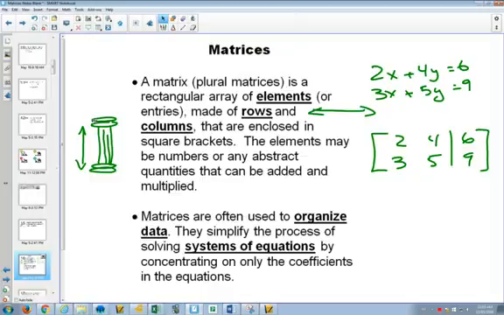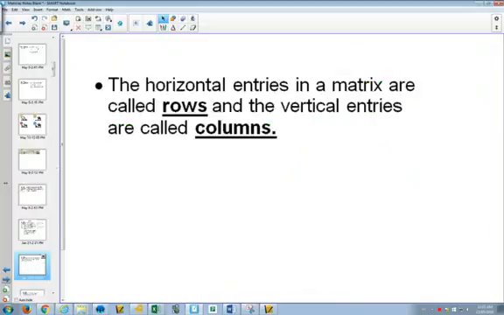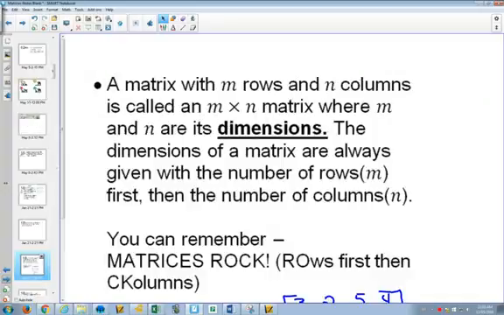Especially if you had, okay, we solved, for those of you that were here, we solved a system of 4 equations and 4 unknowns. That's a lot of variables to deal with all the time. So we're going to learn how we can do the same kind of math that we did before, but using matrices and only worrying about the coefficients of those equations. So again, horizontal is rows, the vertical entry are columns. And then we get our dimensions.